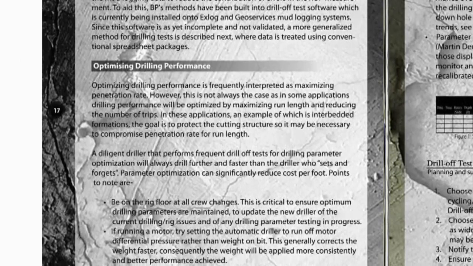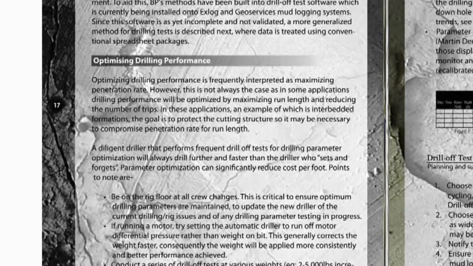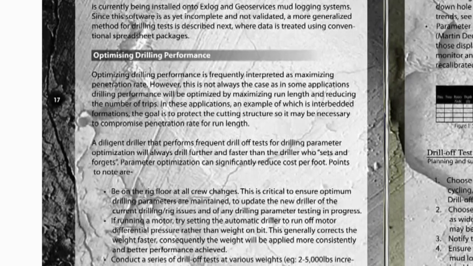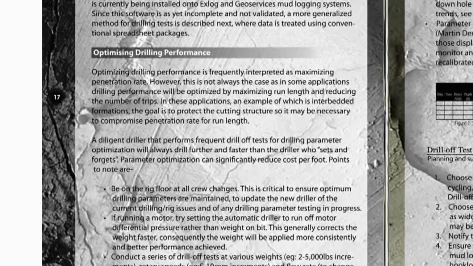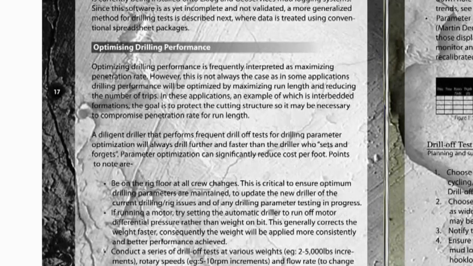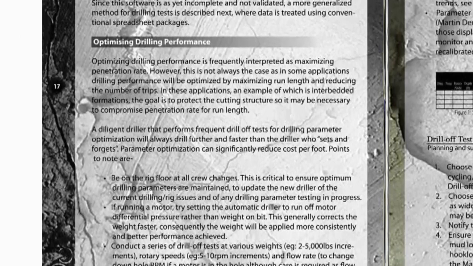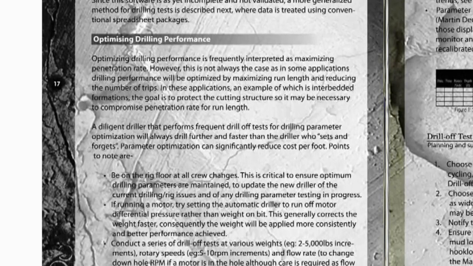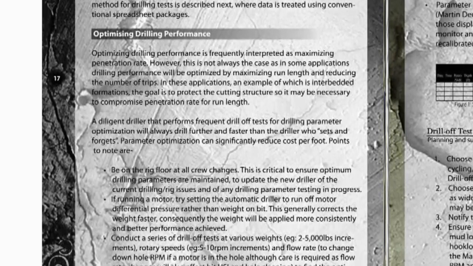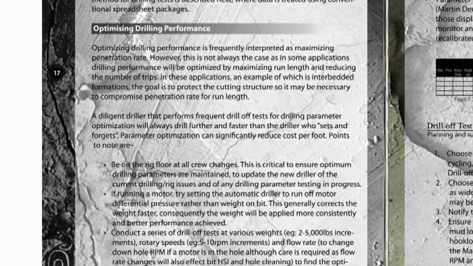Points to note are: be on the rig floor at all crew changes. This is critical to ensure optimum drilling parameters are maintained, to update the new driller of the current drilling or rig issues, and of any drilling parameter testing in progress. If running a motor, try setting the automatic driller to run off motor differential pressure rather than weight on bit. This generally corrects the weight faster. Consequently, the weight will be applied more consistently and better performance achieved.